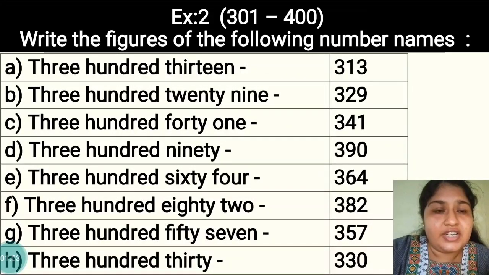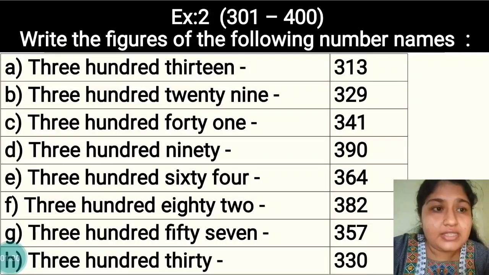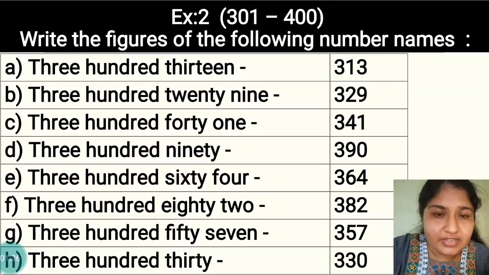First one is 313. So write down 313. Second, 329. So that means it is 329. 341. 341. 390. That means it is 390. 364. That means it is 364. 382. That means it is 382. 357. 357. 330. So that means it is 330.